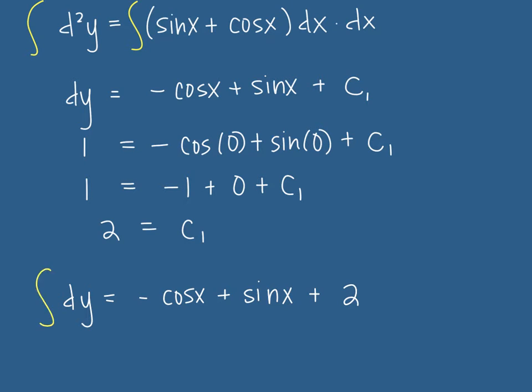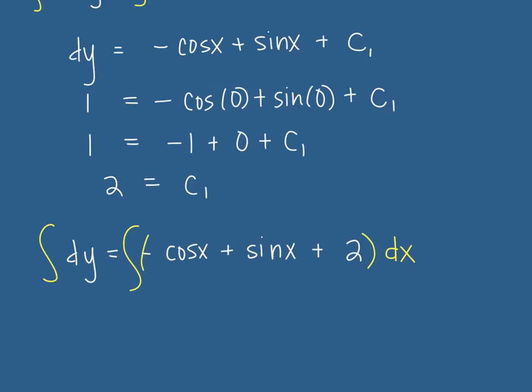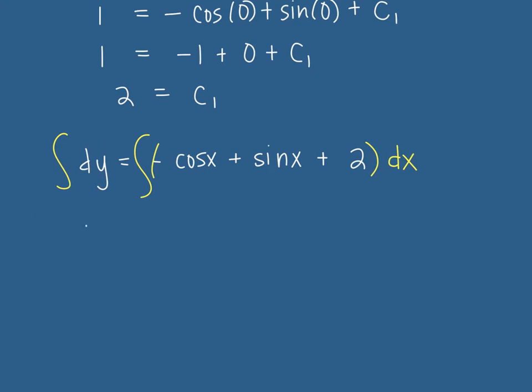Now I'm going to integrate those. I'll put parentheses around it, and I had an extra dx to use. So I'd only gotten rid of one of my dx's from before. And so now I've got y equals, and the antiderivative of negative cosine is negative sine, and the antiderivative of sine is negative cosine, and the antiderivative of plus 2 is plus 2x. And now I have my second constant.